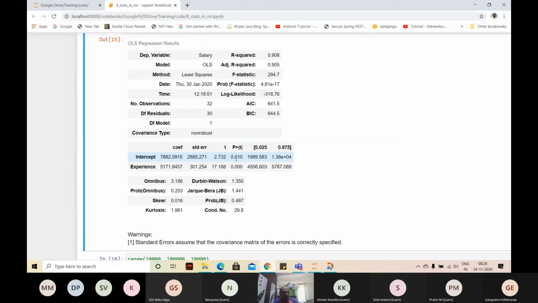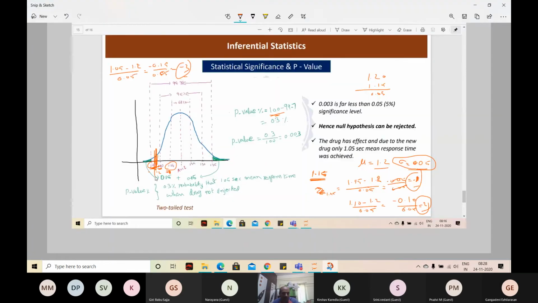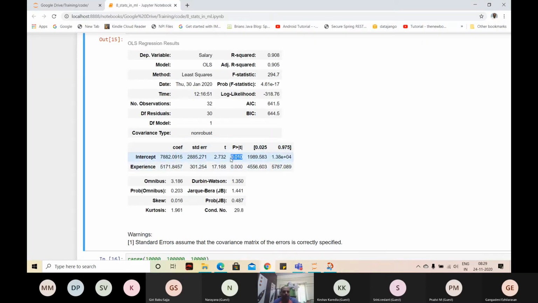I think it is 99% only. 0.01 means 99% of the times. The area under the curve, if you take this side and that side, is going to be 99. So because of that, what we are saying is that in the null hypothesis situation, 99% of the time this number is not happening. That means we can reject the null hypothesis. That means the coefficient is significant. This intercept is significant. That's what we are saying.